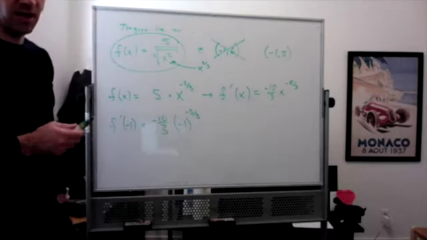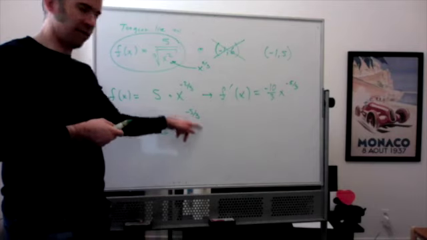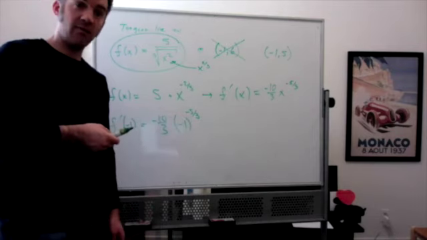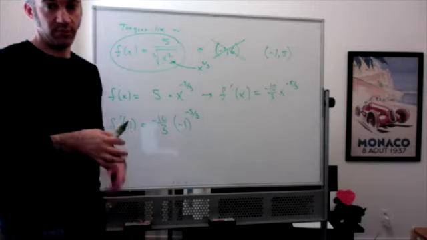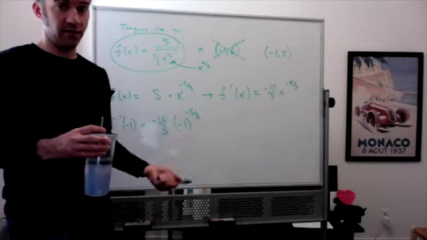Okay, here's a not super easy question to answer. What's negative 1 to the negative 5/3? Is it negative 1 or is it positive 1? Because those are your only options, right? When you have negative 1 to a power, it's either going to be negative 1 or positive 1.